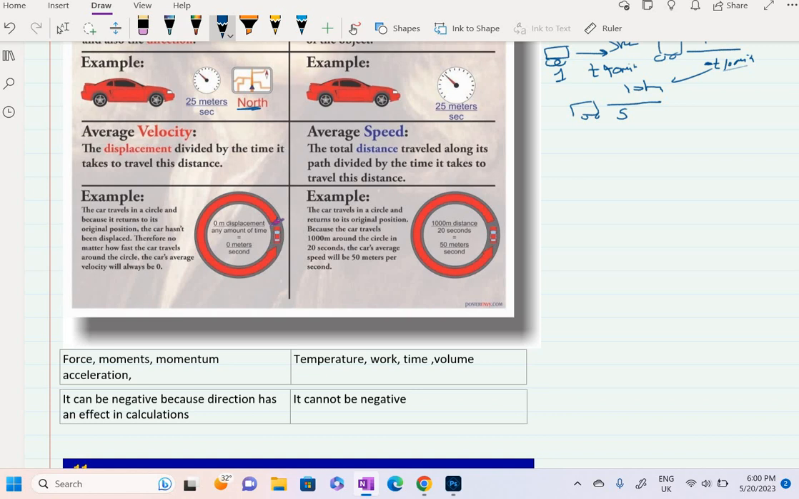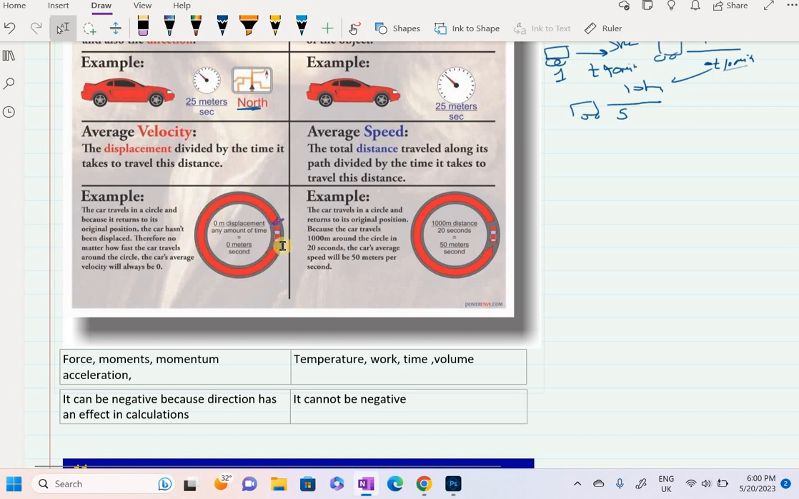Okay. The main important example to explain the difference between vector and scalar here is the displacement or the velocity for a car moving in a circular motion.